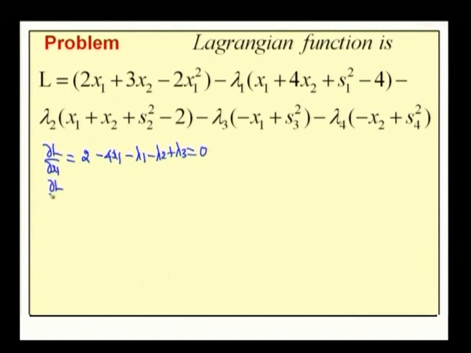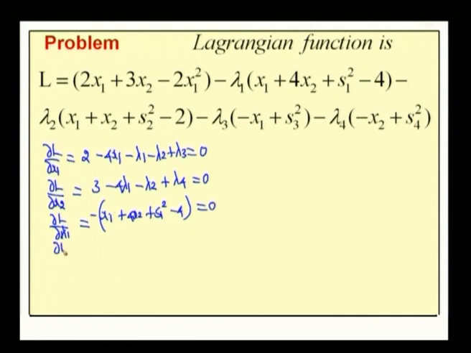Then the partial derivative of this Lagrangian function with respect to x2, that is dou L by dou x2, gives us 3 minus 4 lambda 1 minus lambda 2 plus lambda 4 equal to 0. Then dou L by dou lambda 1 equal to 0 gives us x1 plus 4x2 plus s1 squared minus 4 equal to 0.